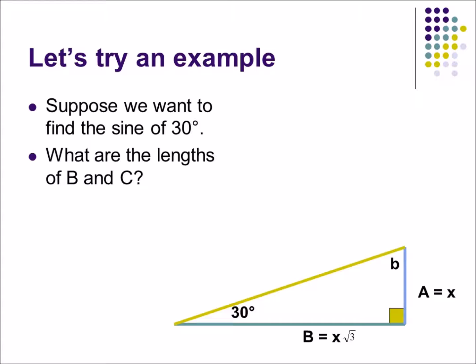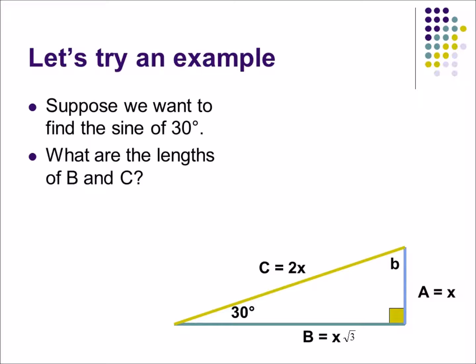If you remember your special triangles from geometry, you may remember that the other leg in a 30-60-90 triangle is simply the short leg times the square root of 3. So side B is whatever A is, which is x, times the square root of 3. And the hypotenuse, you may remember, is always double the length of the short leg. All right, so that's the first thing you need to do.